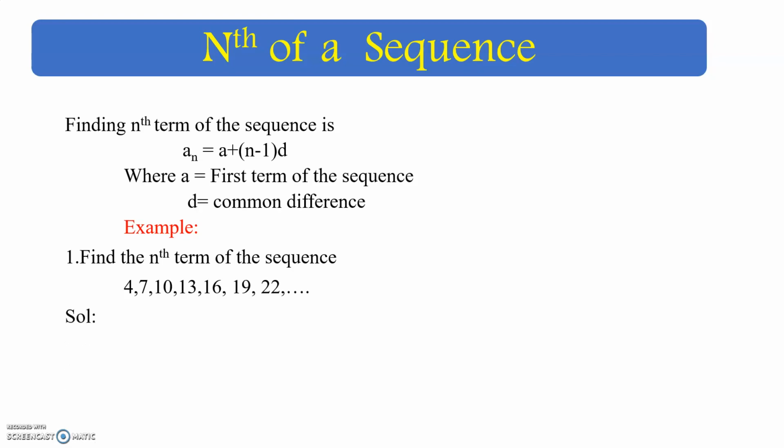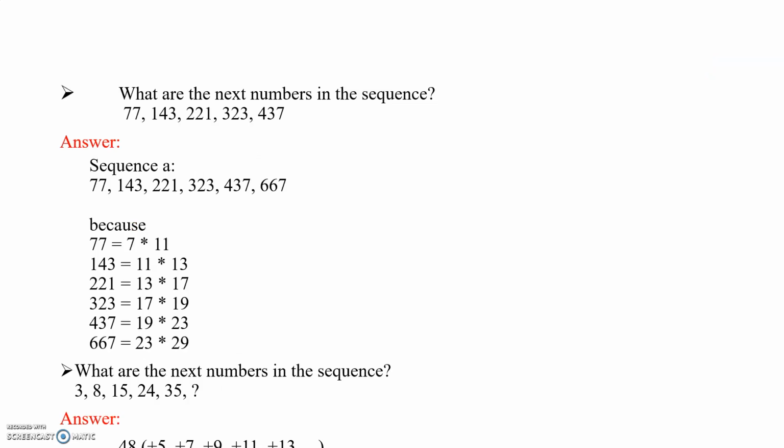Therefore, the nth term of the sequence is an is equal to 4 plus n minus 1 into 3. Now multiply the 3 inside, we get 3n minus 3. So 4 plus 3n minus 3, we get 3n plus 1. So this is the nth term of the sequence.